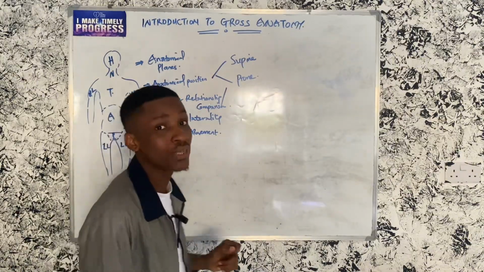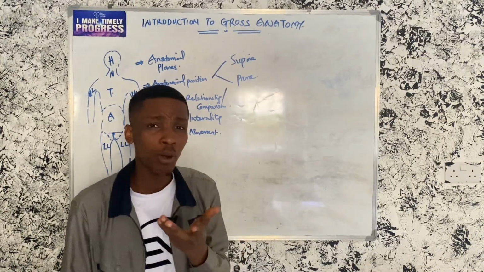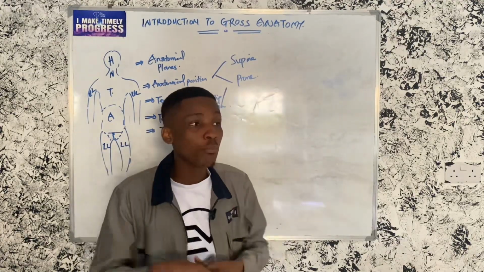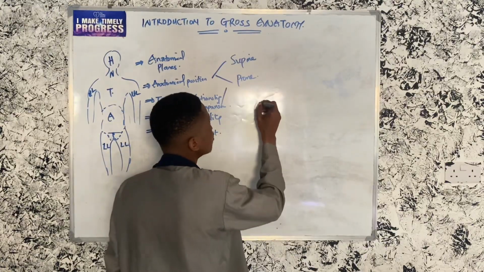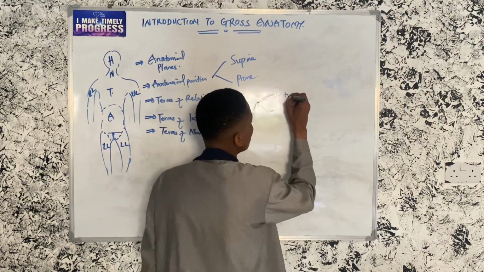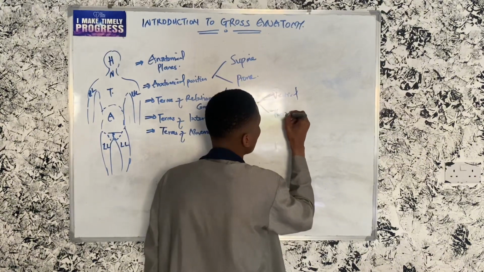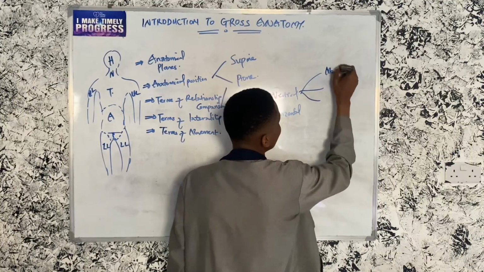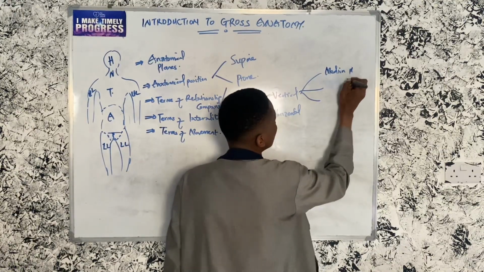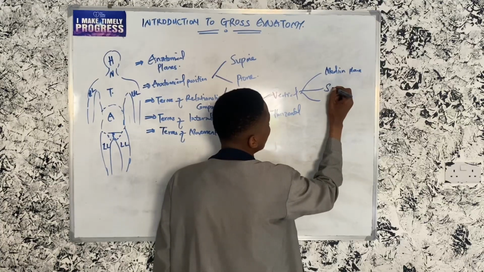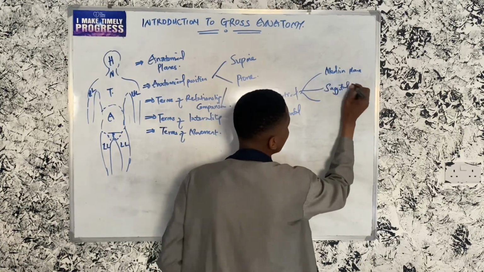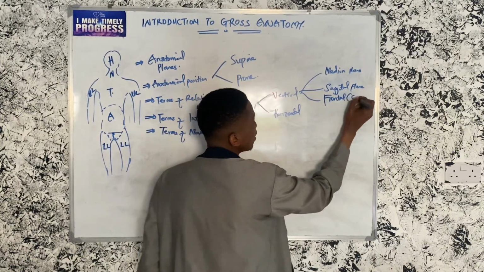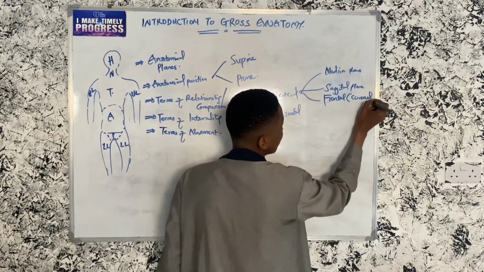The next thing that's important will be anatomical planes. What should you know about anatomical plane that is important? There are different planes we can view the human body from. Basically, I'll broadly divide it into two planes: vertical and horizontal. For the vertical planes, we have three of them. We have our median plane, we have our sagittal plane, and then we have our frontal plane. Frontal is also called coronal plane.